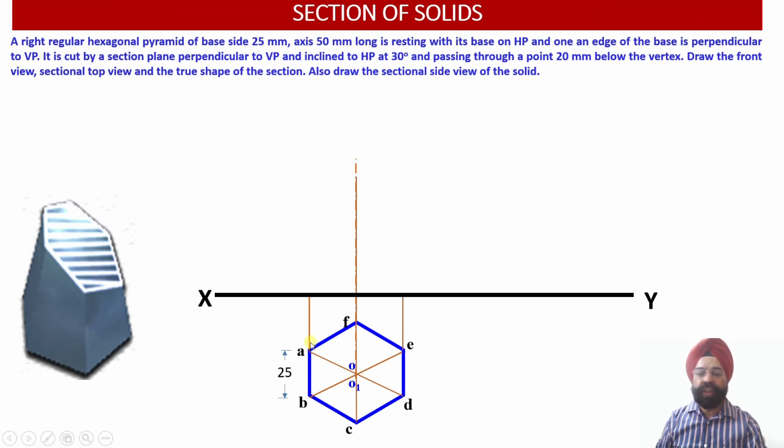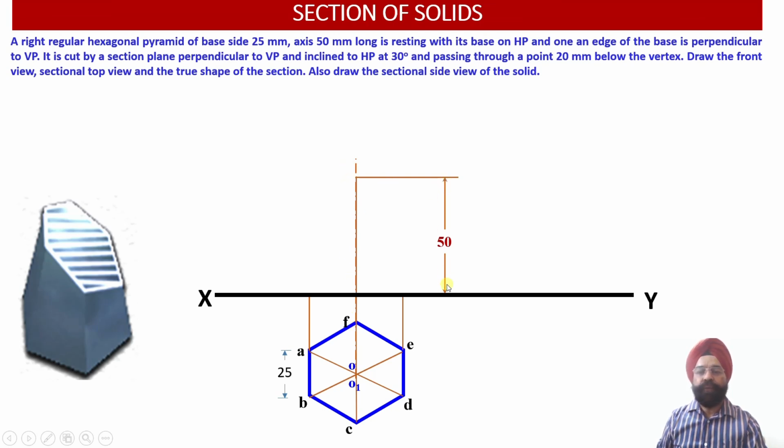That is, once you draw the projections from BA, CF and DE onto the vertical plane, all these points will be located over here onto the XY line, that is, onto the ground. So let us draw the front view. This is my axis point. Just see, I have drawn the axis.